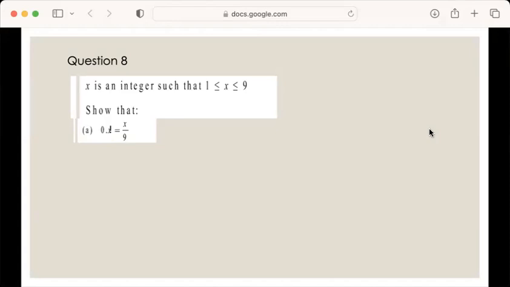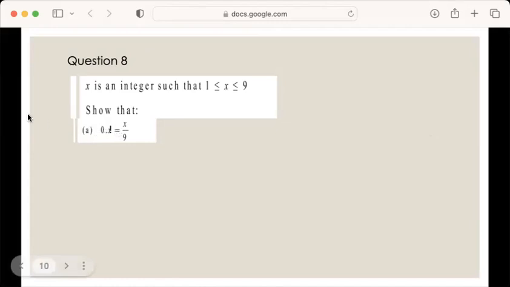Now, earlier we were given a number. Now it is given in the form of an algebra. That's all. X is an integer. X is a number between 1 and 9, so it can be any number. So they want you to show that 0.x recurring is equal to x over 9. You do the same thing.